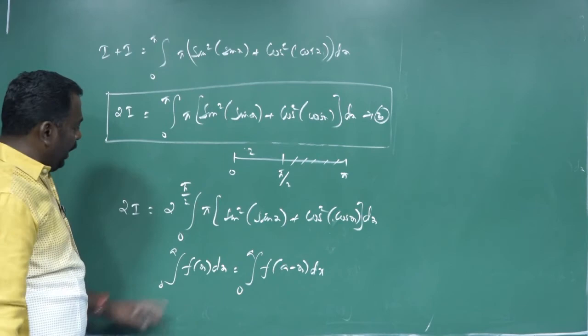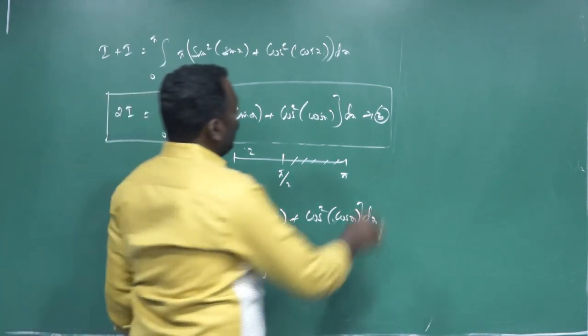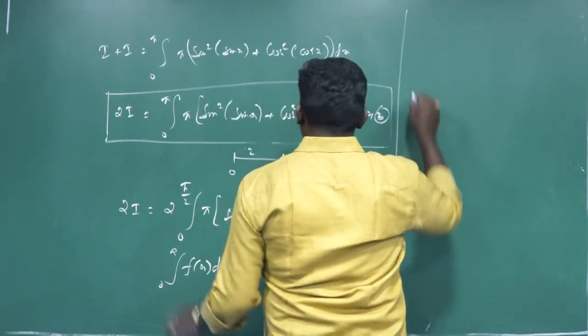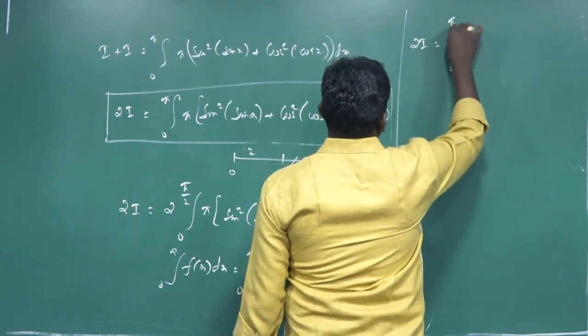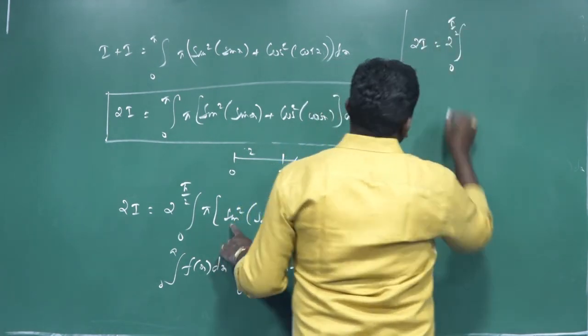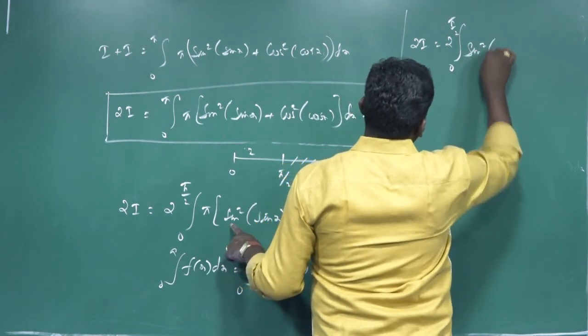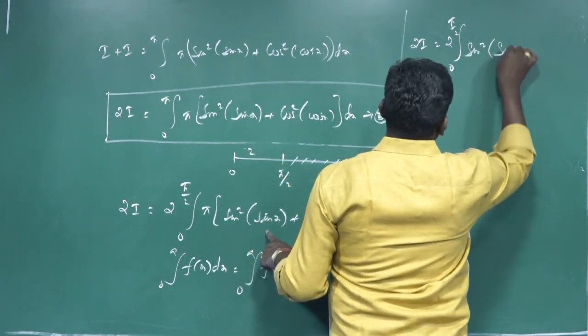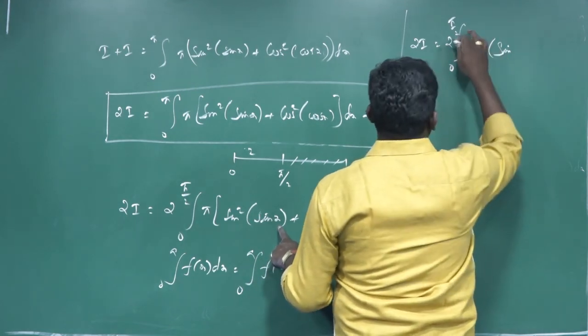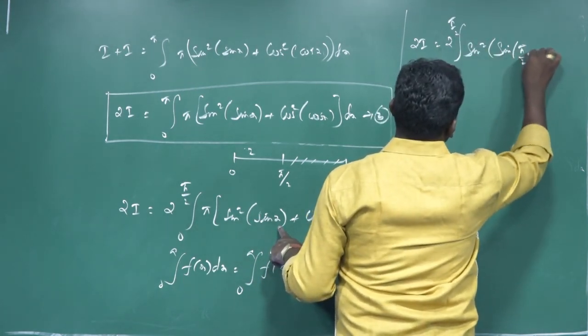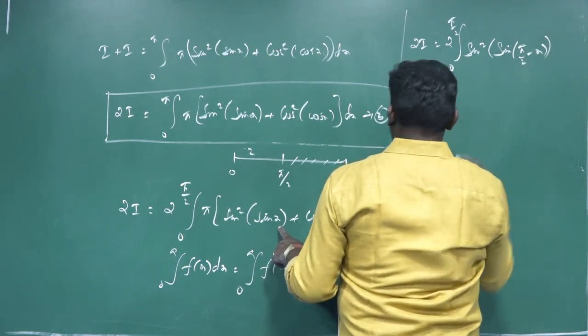Apply this property in this last integral value. Therefore I is equal to 2 times the integral from 0 to pi by 2, then sin square of the bracket of sin x equal to a minus x, where a is pi by 2. Therefore it is pi by 2 minus x within the bracket.